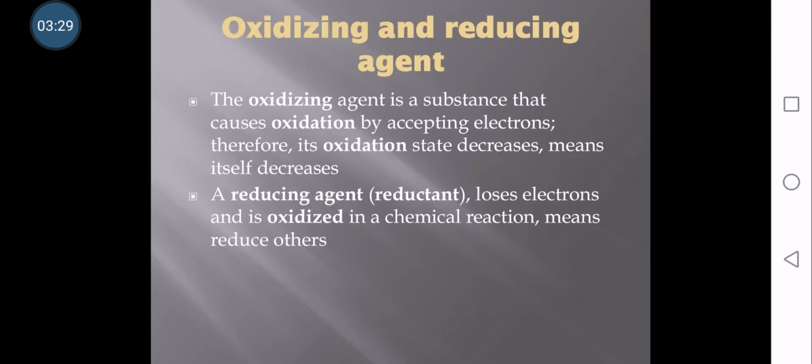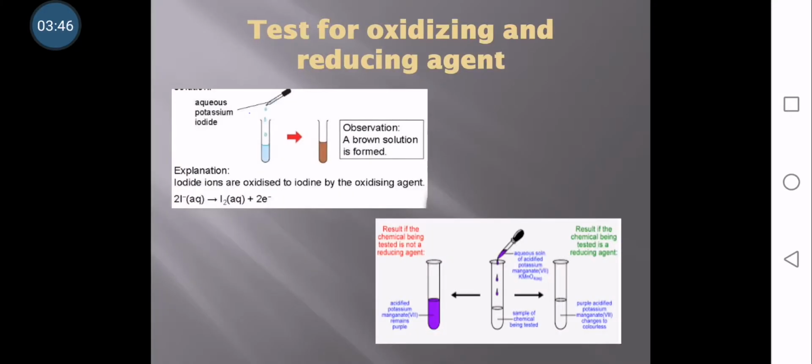Next is oxidizing and reducing agents. You have learned that an oxidizing agent is the agent which oxidizes others and reduces itself, and a reducing agent is the one which reduces others and oxidizes itself. Here are some tests which you can see.